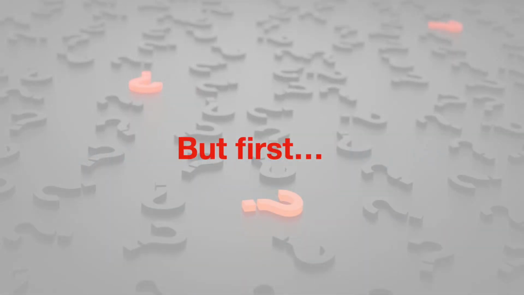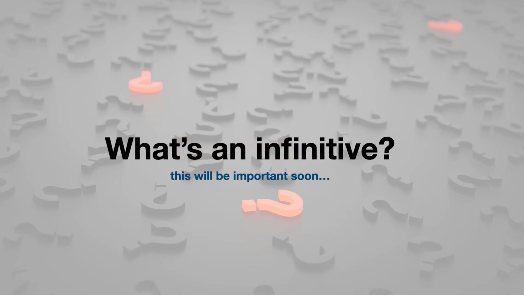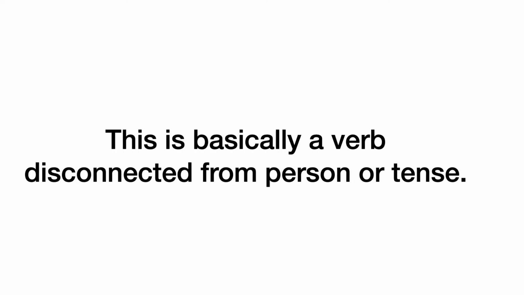But first, we need to ask a question here. What is an infinitive? What is a verb in an infinitive form? This will be important pretty soon because it will help us understand how the system works. So an infinitive is, for example, the word trabajar, to work. Those are infinitives. An infinitive, if you want to think about it in a different way, is a verb in its abstract form that is isolated from any person or tense. So there are many infinitives, as many infinitives as there are verbs, needless to say.